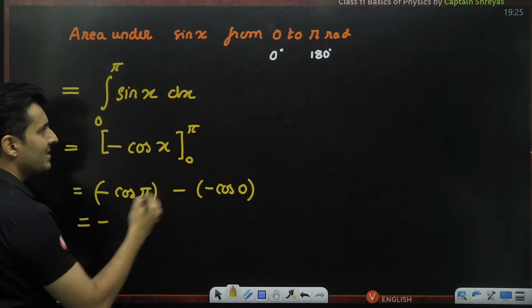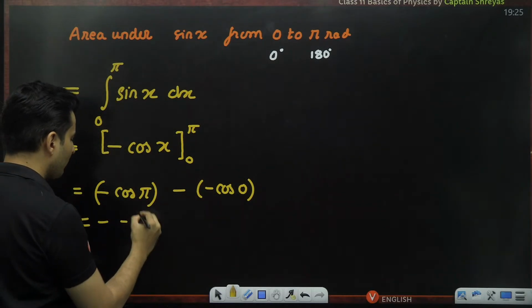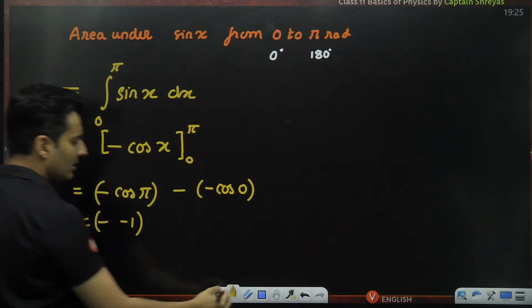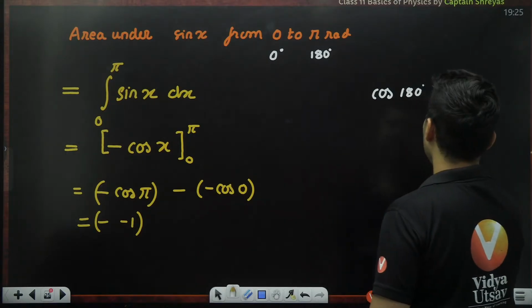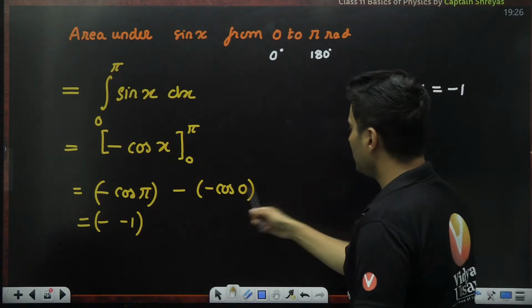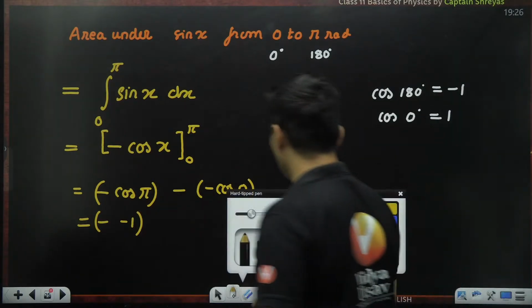See guys, pi is nothing but 180. Cos of 180 is basically negative 1. Cos of 180 degrees, you should know this. Cos 0 is 1, so cos of 180 degrees is negative 1. This is cos 0. Cos of 0 degrees is just positive 1.